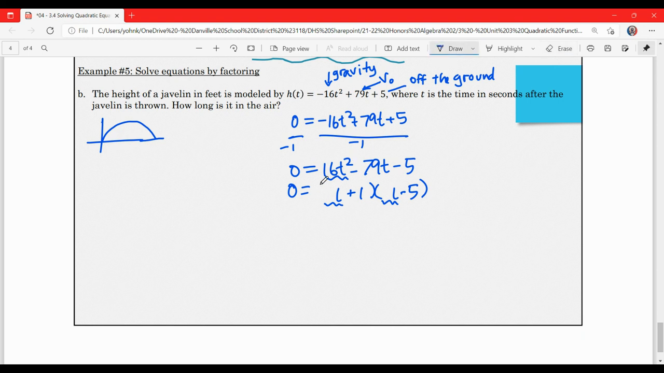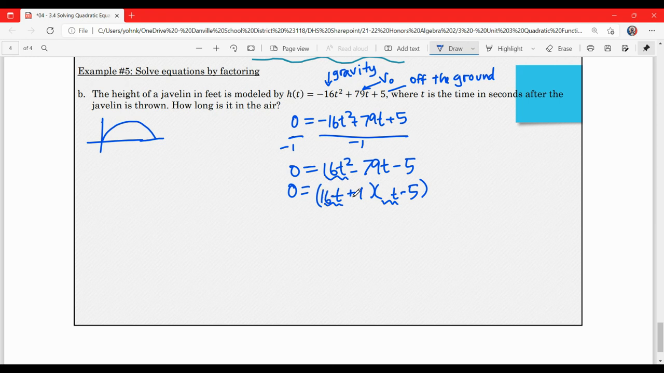So let's see what else multiplies to give me 16. How about 8 and 2? So now when I distribute, I get 16t squared. I get negative 40t plus 2t. Well, that's negative 38t, which is not negative 79t. And if I swapped the 5 and the 1, I would still only get 2. So that's not going to work. So maybe we try one more time. That's why this is called guess and check.